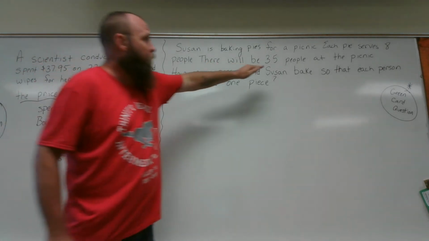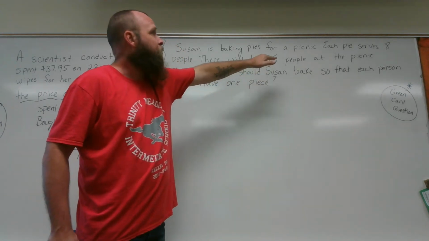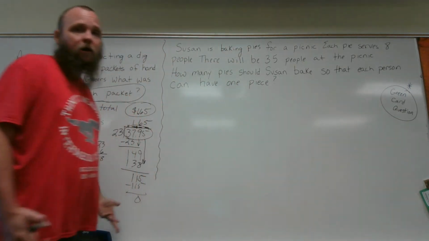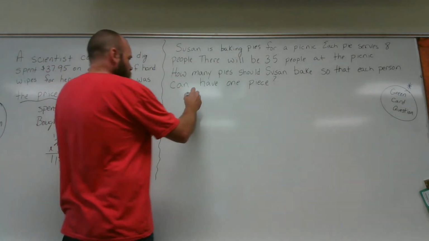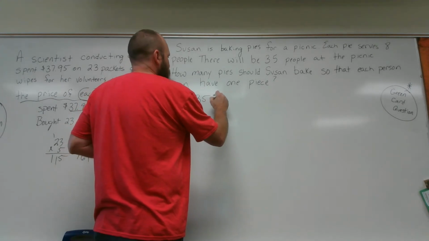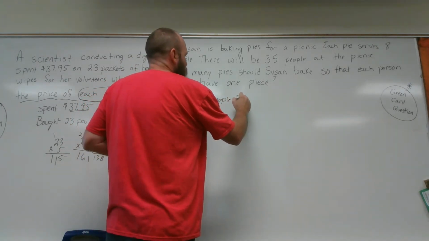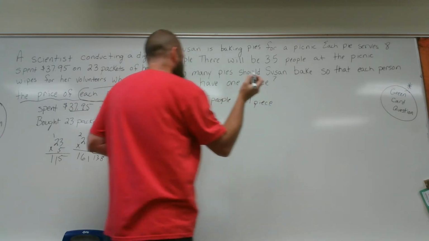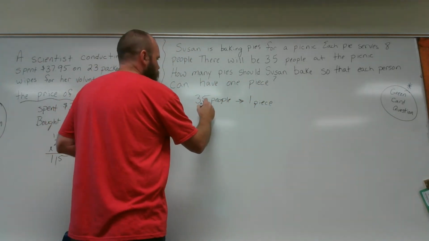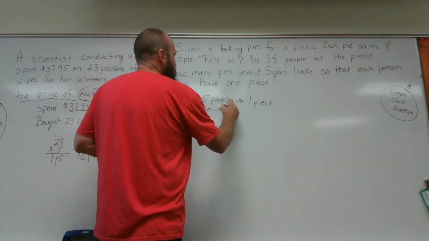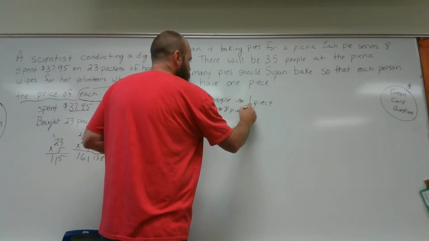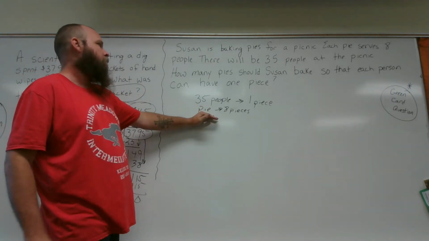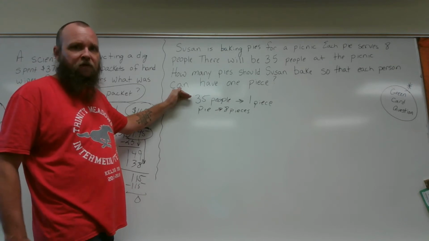So we have 35 people, and if each pie serves 8 people, we want to know how many pies to make. We want them each to get 1 piece. Each pie is 8 pieces. So we want to figure out how many pies we need to make so all 35 of these people get a piece of pie.